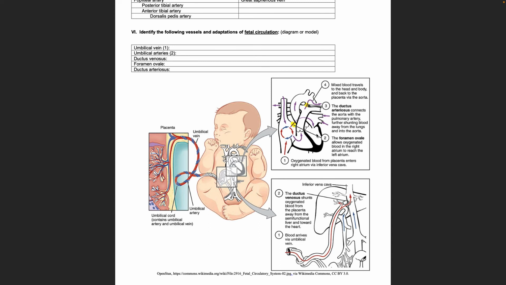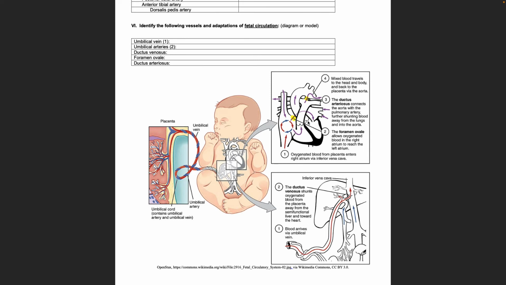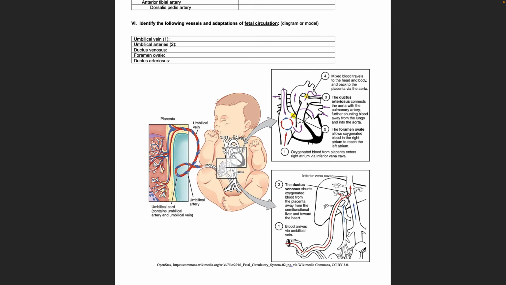All right, so then blood is able to go through and enter into the pulmonary and the aortic trunks, but we don't actually want it to go to the lungs, and so this ductus arteriosus connects the aorta with the pulmonary artery, making sure that blood is shunted away from the lungs and going into the aorta so that we can pump oxygenated blood to everything for baby.